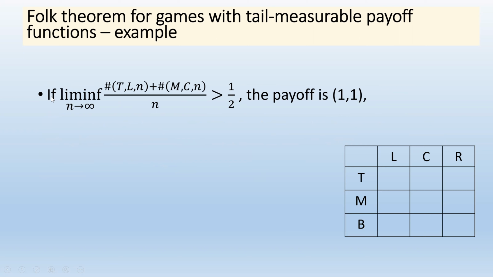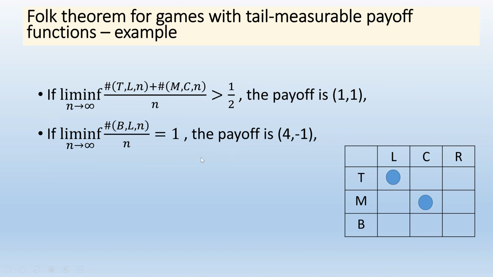If the liminf frequency of the 2 action profiles combined, TL and MC together, is above half, then the payoff is 1-1. So if they manage to play these 2 action profiles, with the sum of their frequencies having a liminf of at least half, then they each end up gaining 1. If the liminf of the frequency of BL is 1, then the payoff is 4, -1.